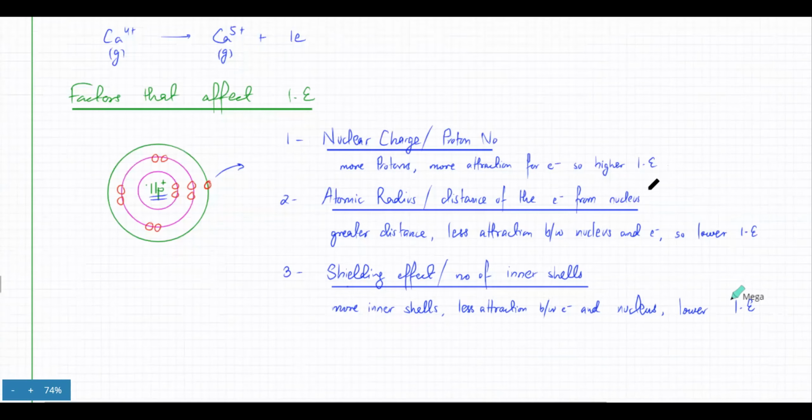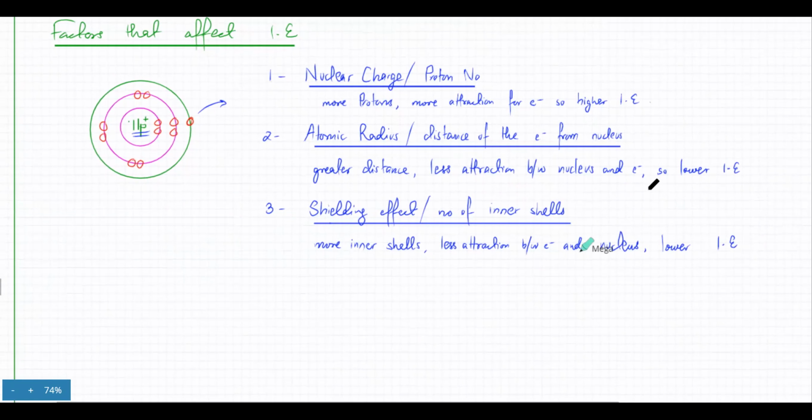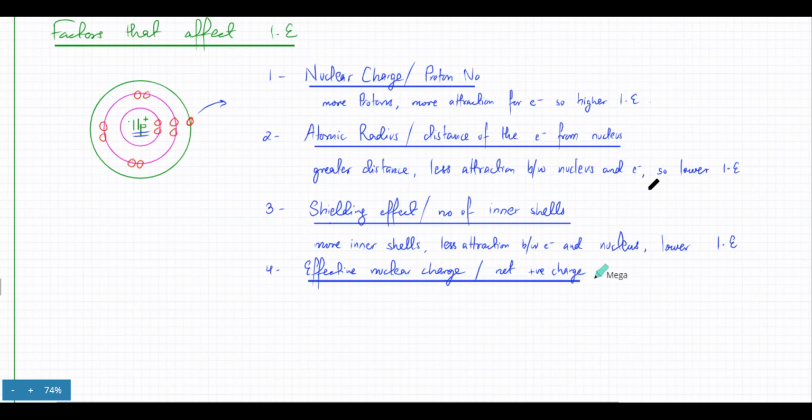Then you have a fourth factor, which is known as the effective nuclear charge, or we can call it the net positive charge on the atom or the ion. Okay, so that's another factor.